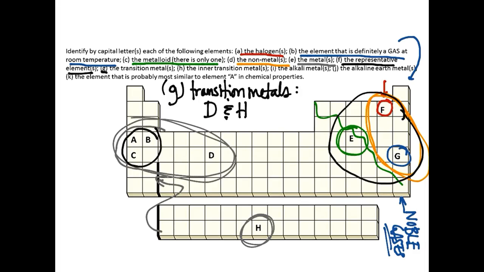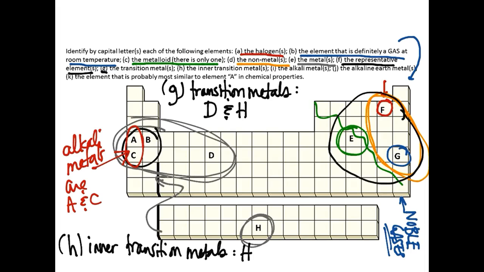And then the intertransition metals is a more specific question, and the answer to H is H. Actually, there's only one intertransition metal listed here, and that's H. That was just a coincidence. Those happen to be the same letter. Now, part I is asking about alkali metals. That's the first column, so A and C are the two alkali metals listed here. The alkaline earth metal, the only one here is B, because that's group 2.